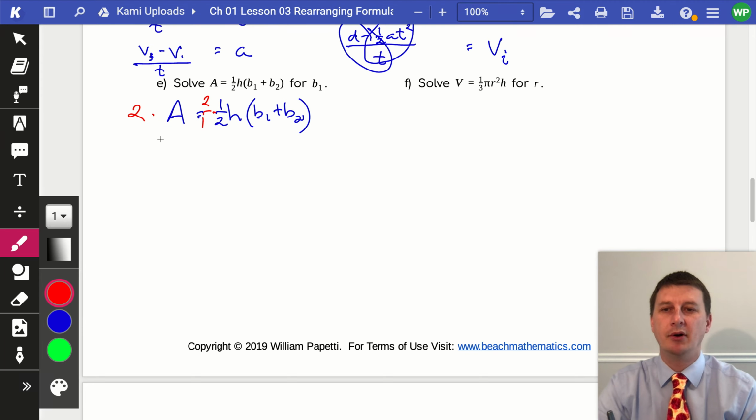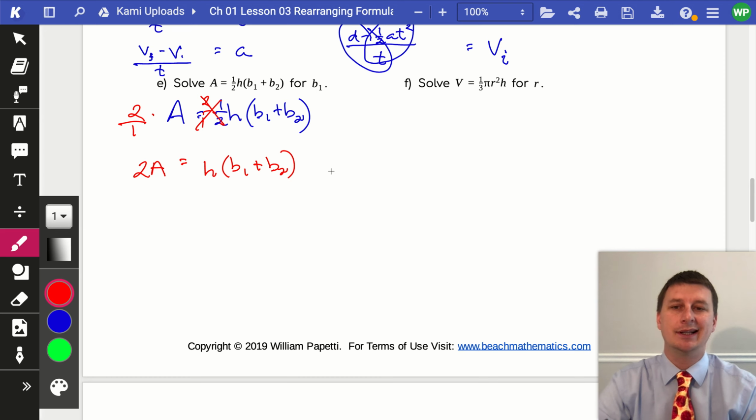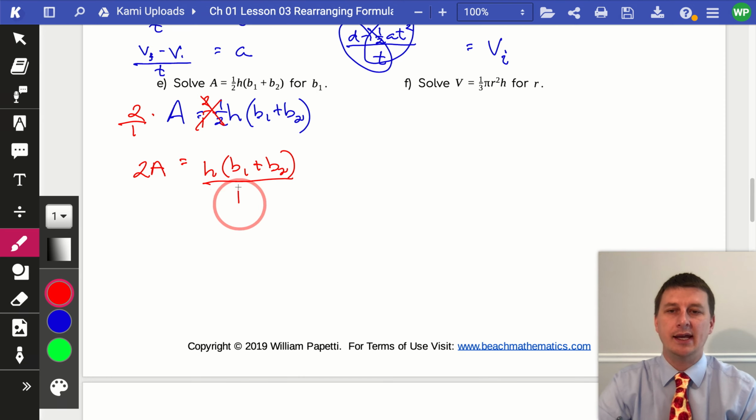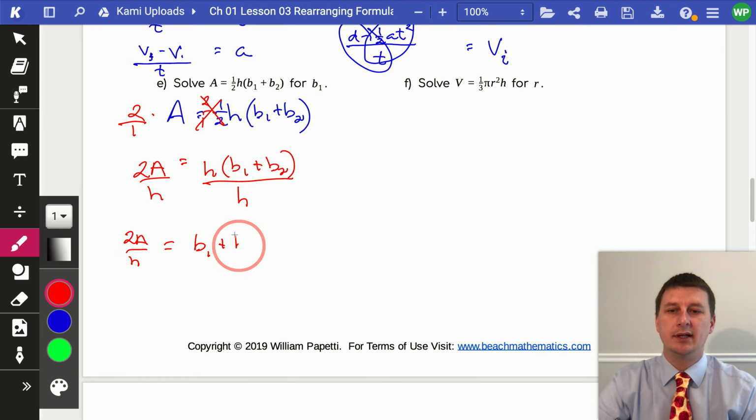So I'm going to multiply both sides by 2 over 1, or just 2. So 2 times a is going to give me 2a is equal to, well, those will cancel out, and I'll be left with h times b sub 1 plus b sub 2. Now it's going to look a lot nicer when I divide by h to get inside those parentheses, and I'll have 2a over h, because again, no like terms here, can't do anything further, is equal to b sub 1 plus b sub 2.